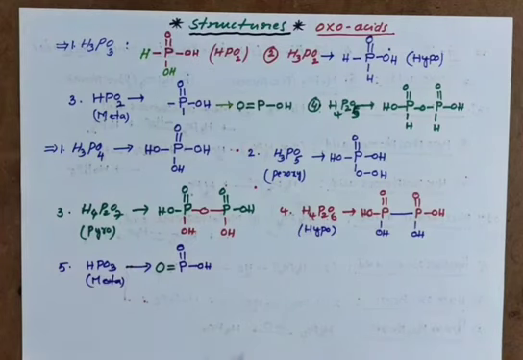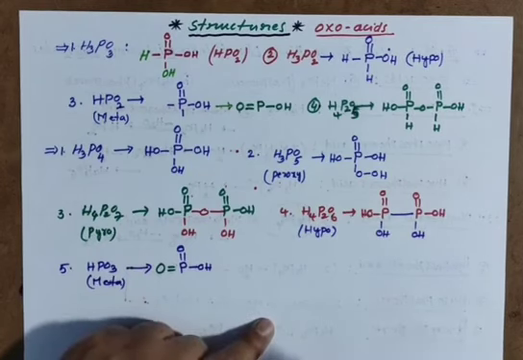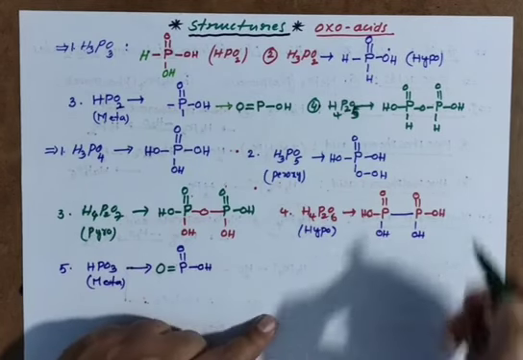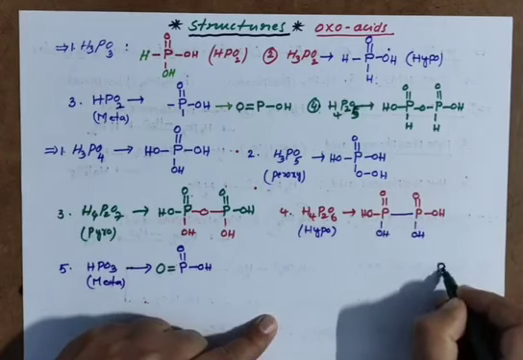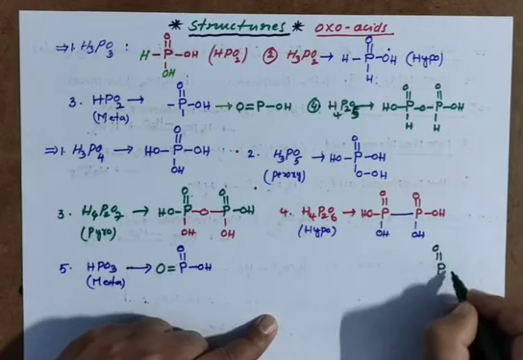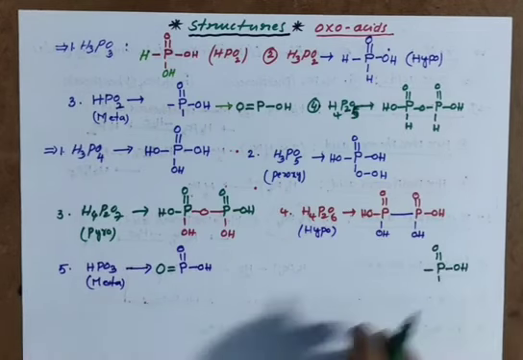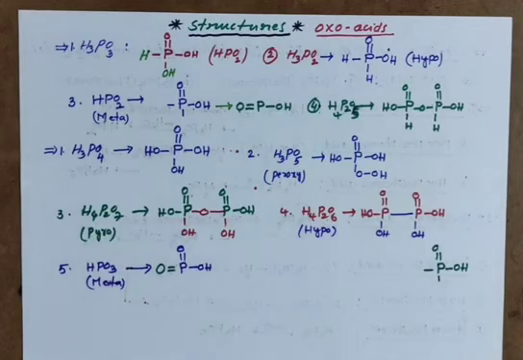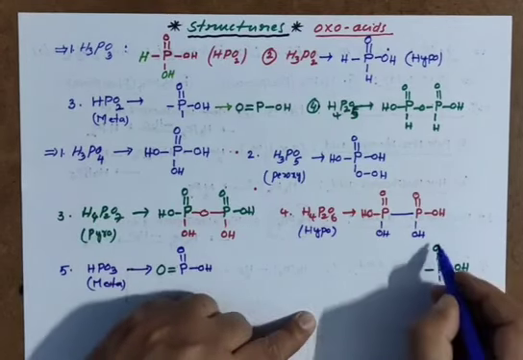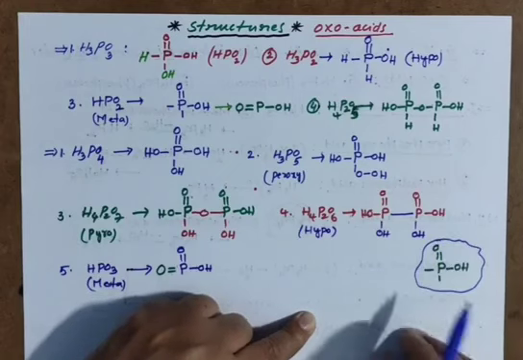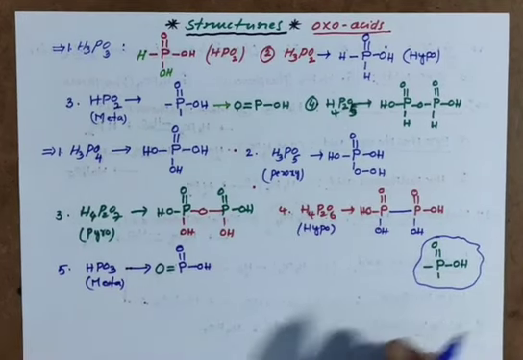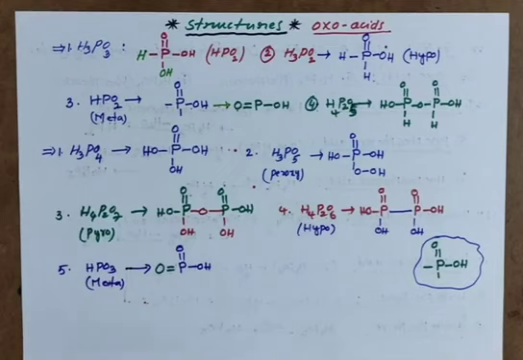So you have to remember that basic unit. What is the basic unit? POH. That is the basic unit in every oxyacid of phosphorus. The basic unit is P double bond O and OH. If you remember this basic unit, then it is easy for you to draw any structure. Now, based on this, a few more we can easily remember.